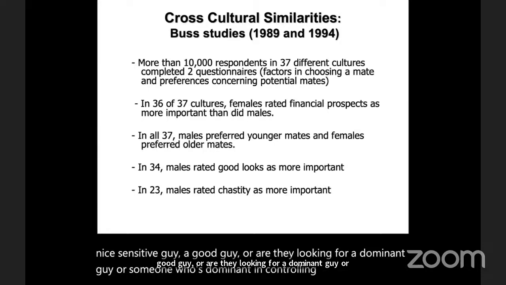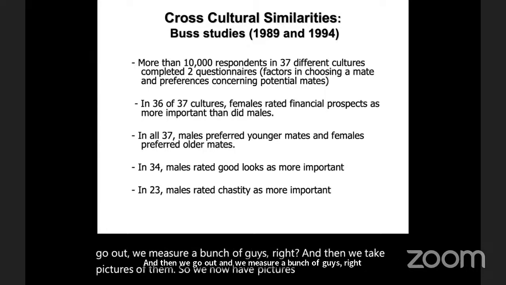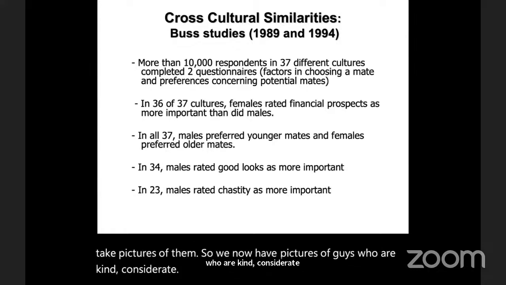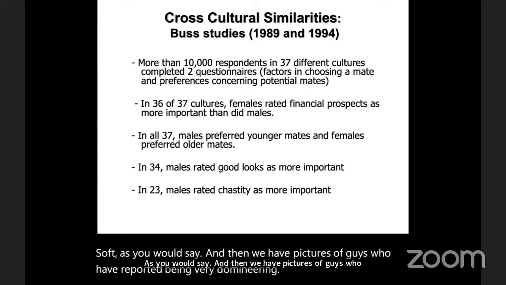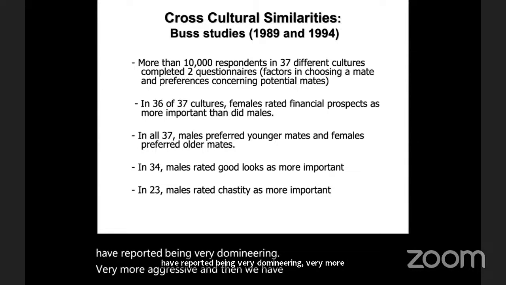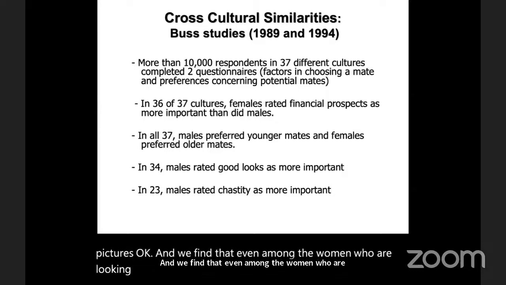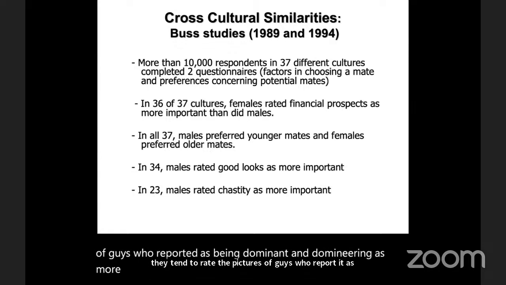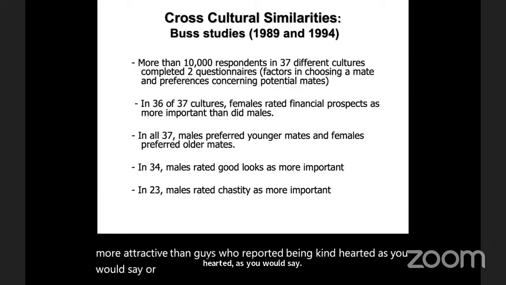Okay. And then we go out and we measure a bunch of guys, right? And then we take pictures of them. So we now have pictures of guys who are kind, considerate, soft, as you would say. And then we have pictures of guys who have reported being very domineering, very more aggressive. And then we have women just rate those pictures. Okay. And we find that even among the women who are looking for the nice, soft, kind guy, they tend to rate the pictures of guys who reported as being dominant and domineering as more attractive than guys who reported being kind-hearted, as you would say, or generous, as you would say.